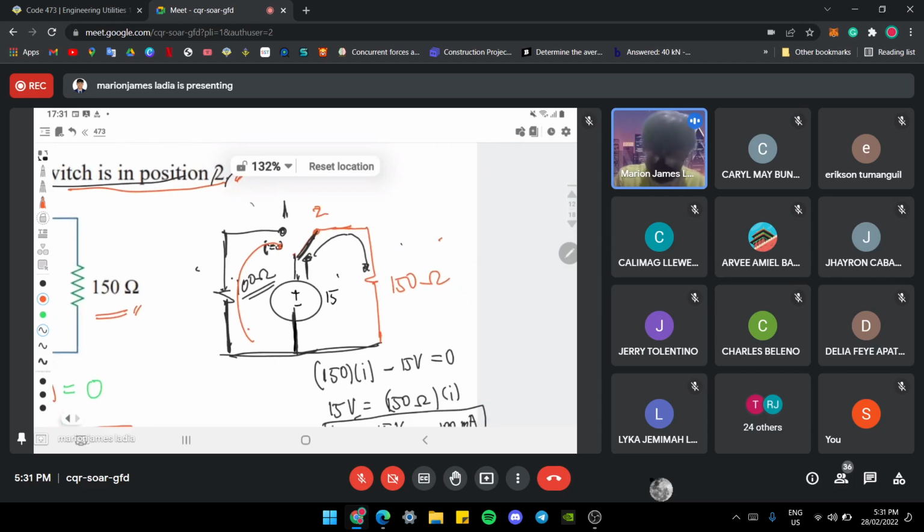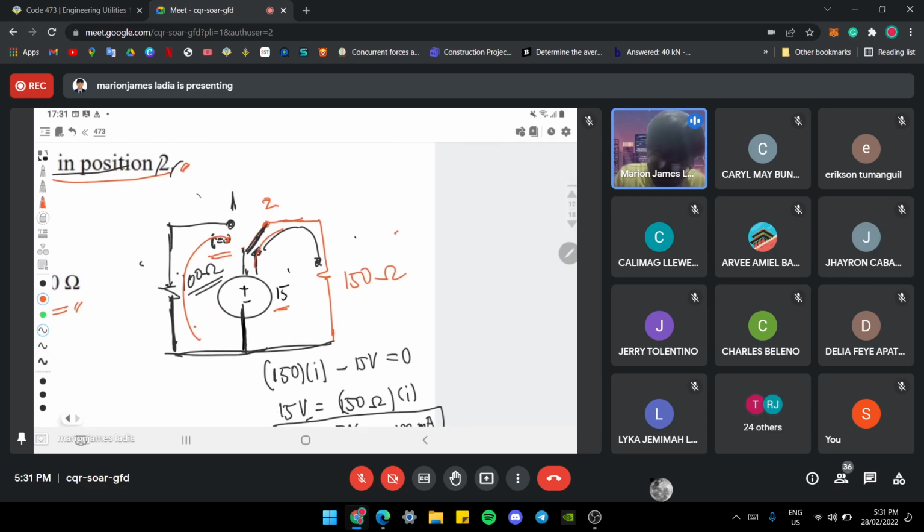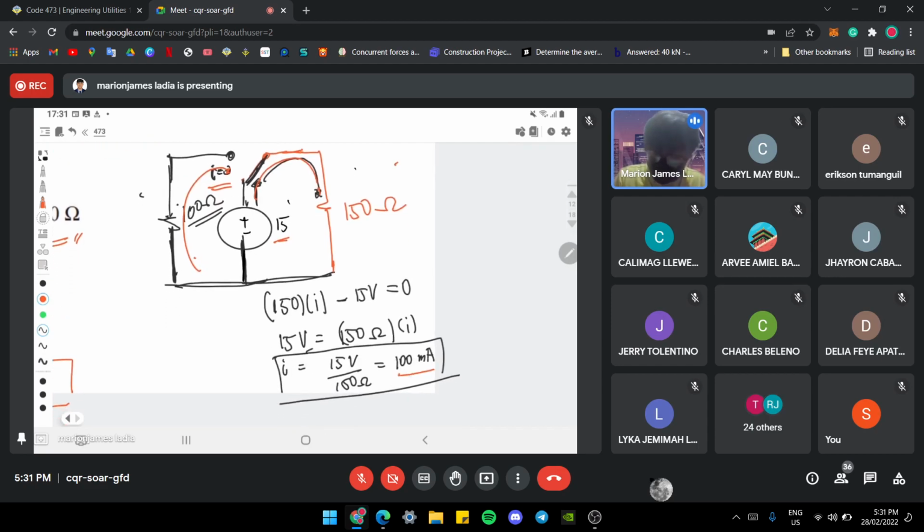So, 0 siya. Dito naman, meron tayong 15 volts. So, ito yung nagkaroon tayo ng current na may full path, closed path. So, therefore, nagkaroon tayo ng value which is equal to 100 milliampere.